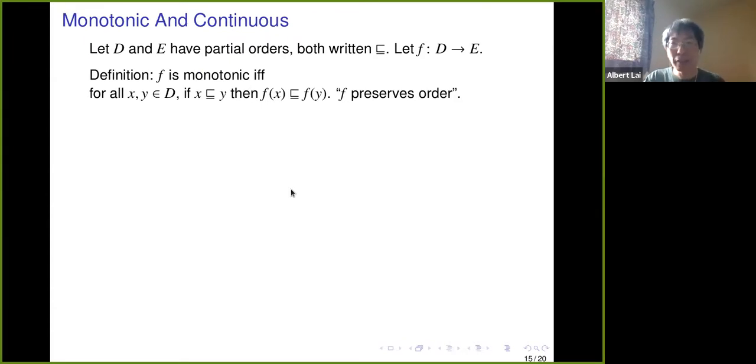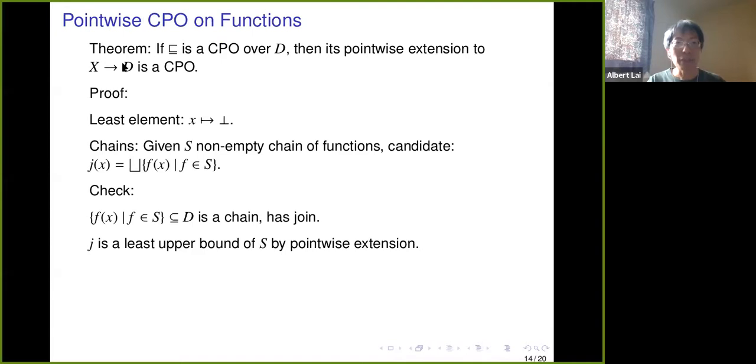So if we have a CPO, we know that if your codomain is a CPO, chain joins exist for it, and it has a least element. And if you do the pointwise extension to obtain an order over your function space, then your function space also is a CPO, and you can talk about doing a join of a chain of functions.